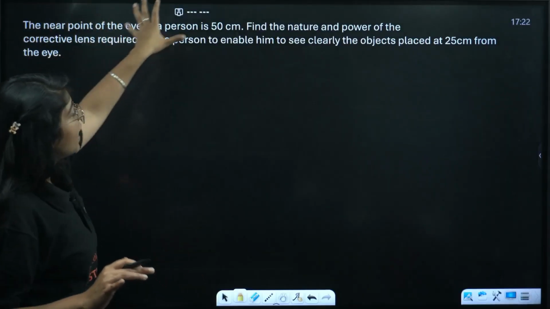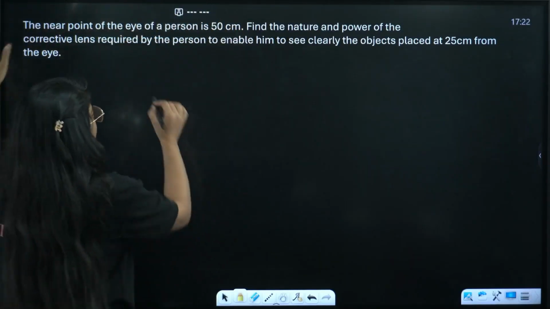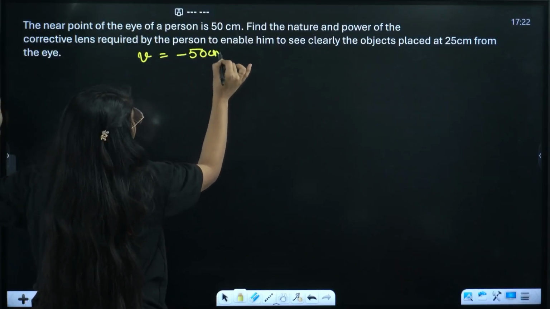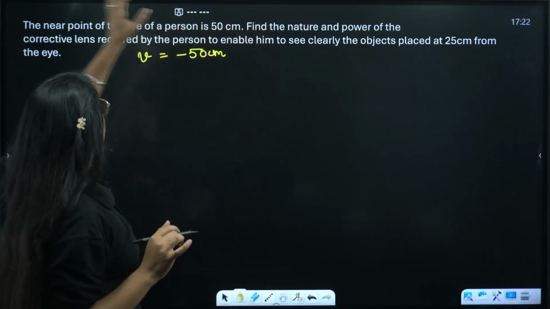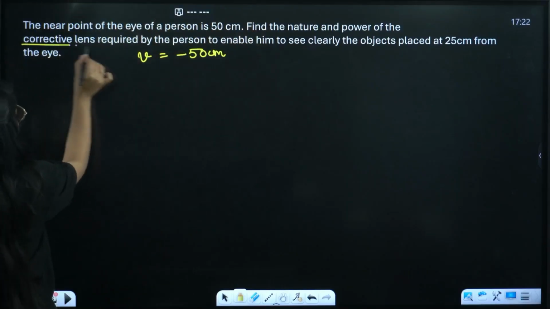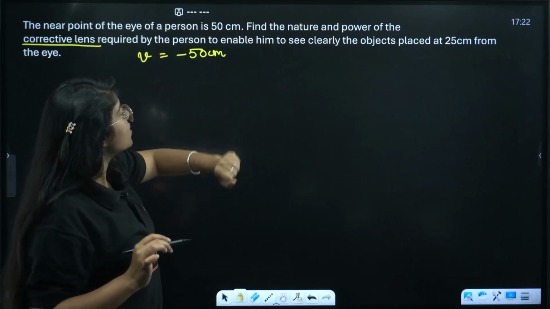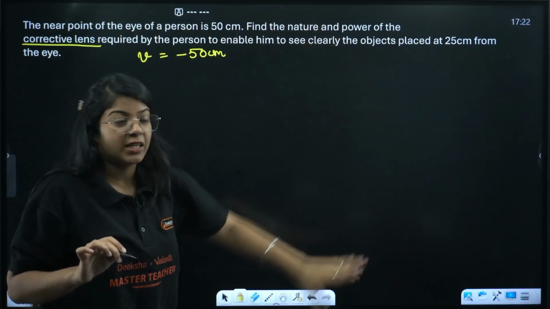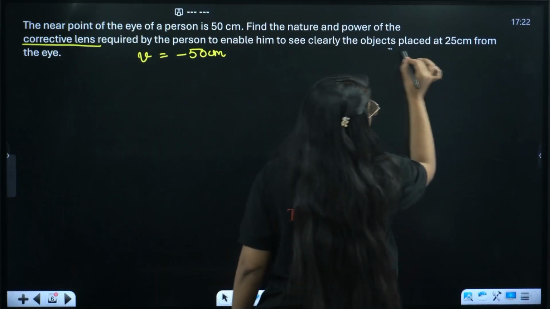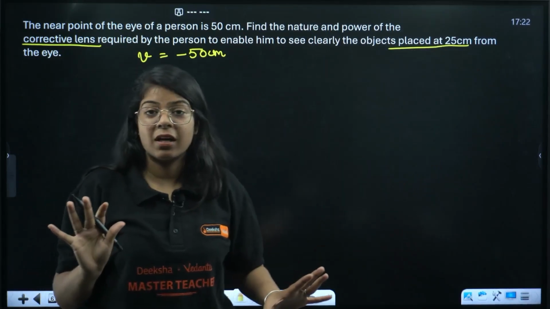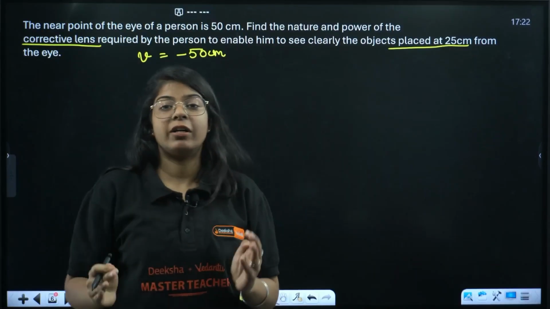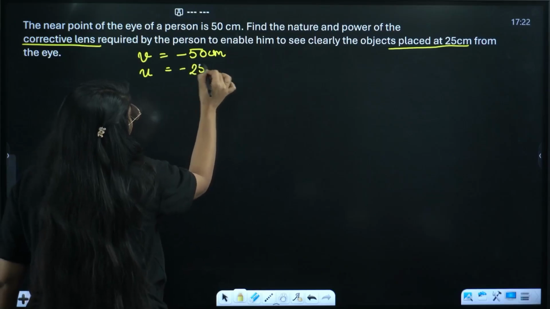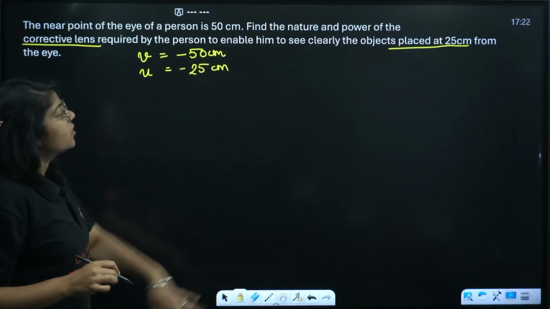The near point of the eye of a person is 50 centimeter. So V will be minus 50 centimeter. Find the nature and power of the corrective lens required by the person to enable him to see clearly the objects placed at 25 centimeter. Now clearly they have told us that object is at 25 centimeter, so U will be minus 25 centimeter. We just have to find the power.